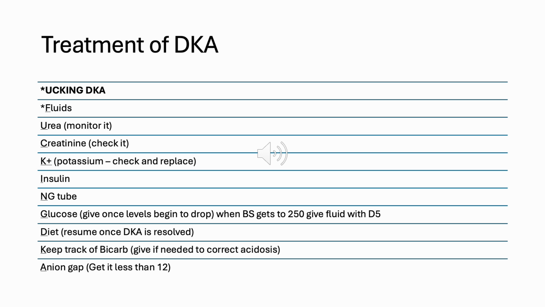Glucose, you're going to give once levels drop to 250. Once the blood sugar gets to 250, you're going to switch your fluids from normal saline or 0.45 saline, I'll go into more detail in a minute, to give fluid with D5 in it. Diet, once they can start eating, hopefully you can encourage them to eat. Keep track of the bicarb if we needed to correct acidosis. Anion gap, you're not going to need to really know about an anion gap for your NCLEX, okay? But the other interventions are very important.